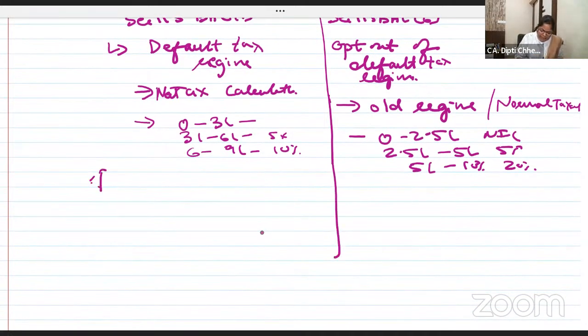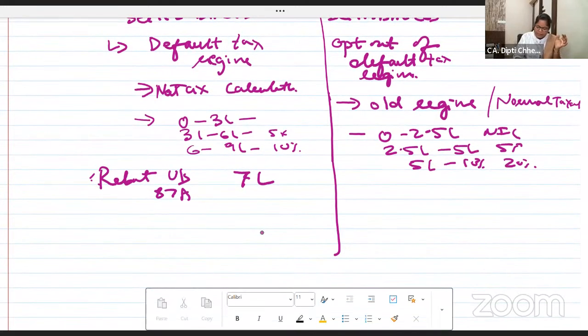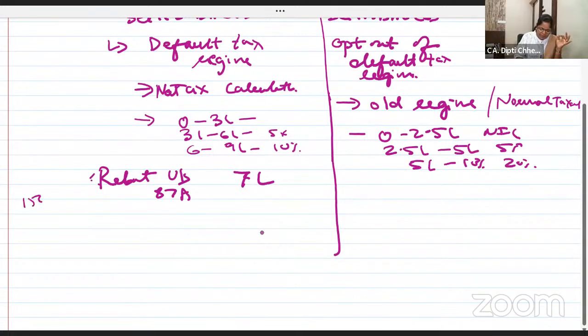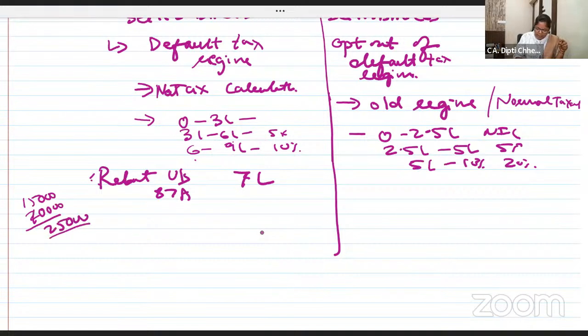Here, the rebate under section 87A is available up to 7 lakhs. It means up to 3 lakh there is no tax. 3 lakh to 6 lakh 5%. How much tax will come on the next 3 lakh at 5%? That means 15,000. And 6 lakh to 7 lakh, on 1 lakh at 20%, that means 10,000. So up to 25,000 there is no tax.